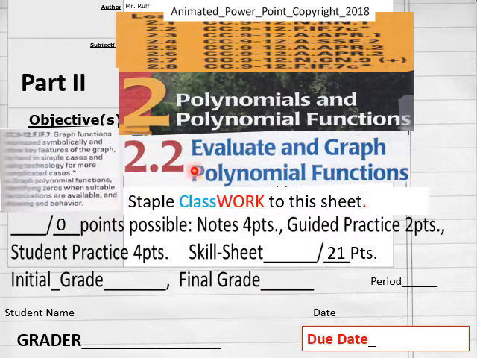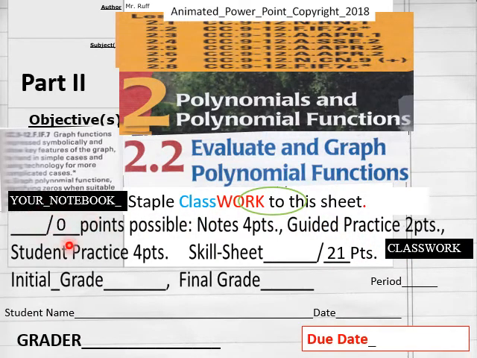And today's lesson 2.2, evaluate and graph polynomial functions. Part 2, we have a 21-point class worksheet today, and we have 0 points here of note taking. Here is our standard here, and we're going to evaluate and graph polynomials.